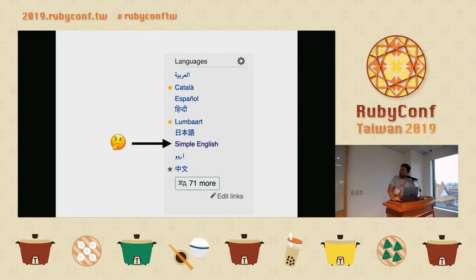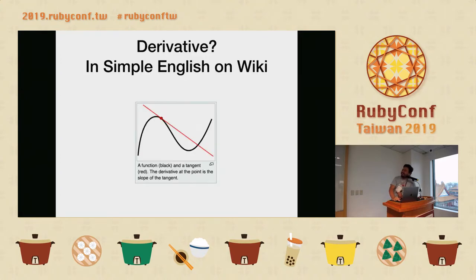Let's give it a try. So what is Simple English? Basically it comes down to one graph, and there's much more on the page, but I think one graph is enough. The function has an output for its input, right? The x-axis is its input, the y-axis is its output. The derivative at a point means the slope of the tangent line at that point, which is a pretty simple definition.